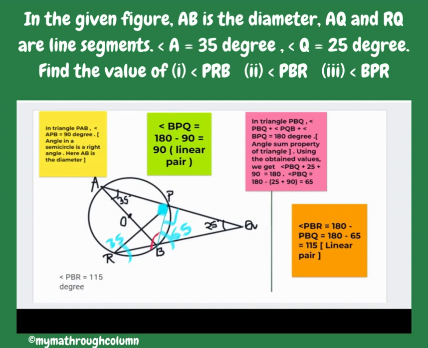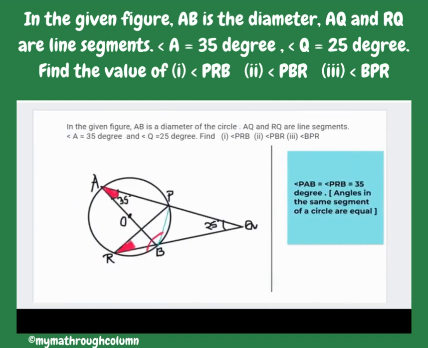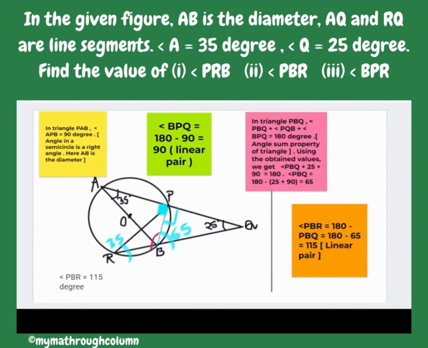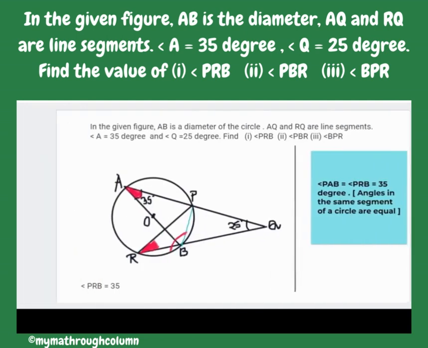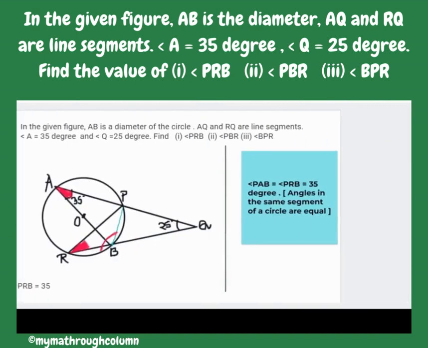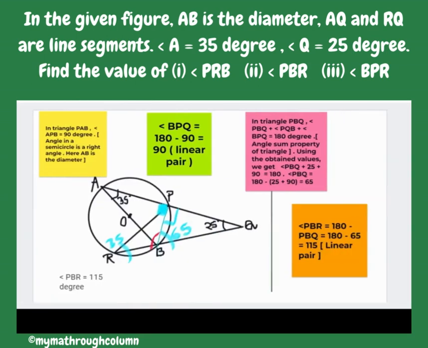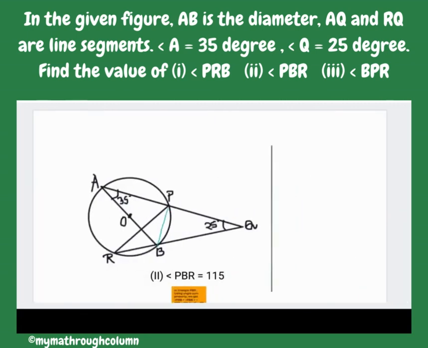The first angle which we calculated was angle PRB, which was 35. And the second angle which we have calculated, angle PBR, that is 115. Now we are left with the third angle, which is angle BPR. Let us consider this figure again. Where is BPR? BPR, this one.